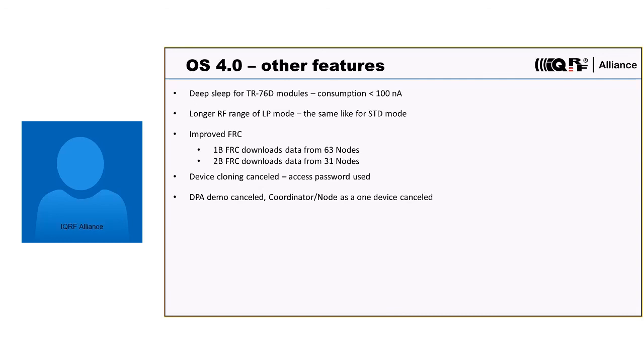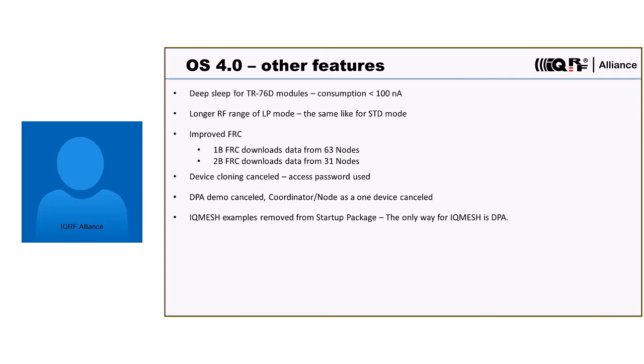Then also, we are cutting dead wood. We canceled a DPA demo that was a special hardware profile that enabled only five nodes. This is completely cut off right now, and also a special hardware profile that enabled both coordinator and node at the same time. We scratched it out because nobody really used that, and it was just making confusion.